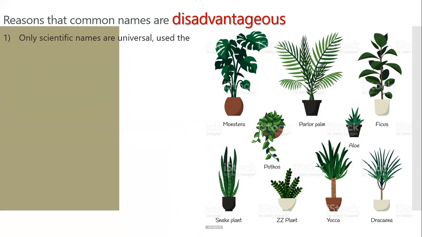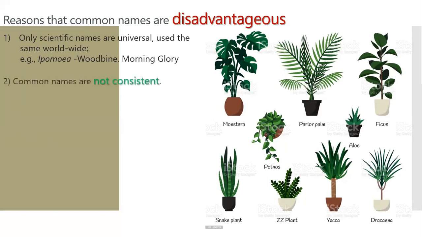First, only scientific names are universal and used the same worldwide. Common names may vary from region to region, even within a country or within regions of a country. For example, species of the genus Ipomoea are known commonly as morning glory in the United States, but as woodbine in England. Differences in language will of course further increase the number of different common names. That's why common names are not consistent.